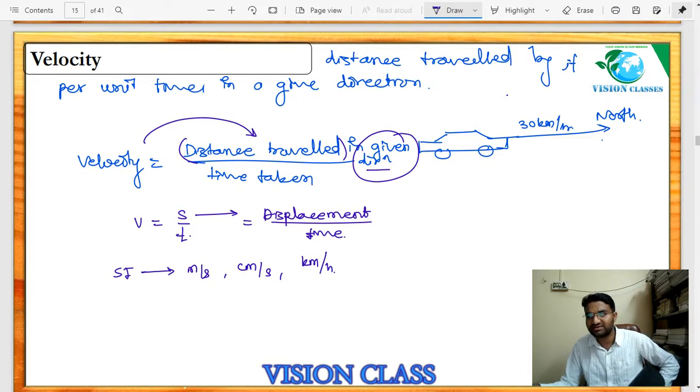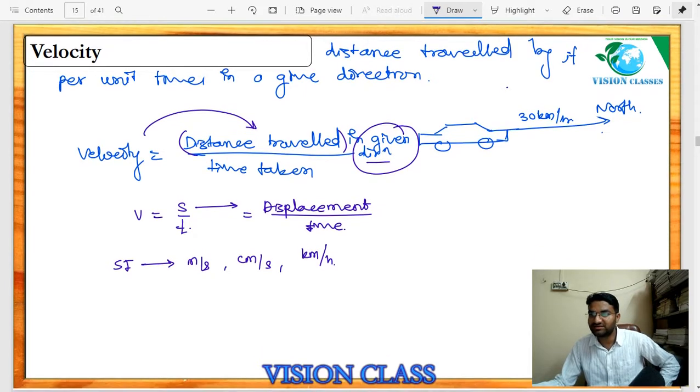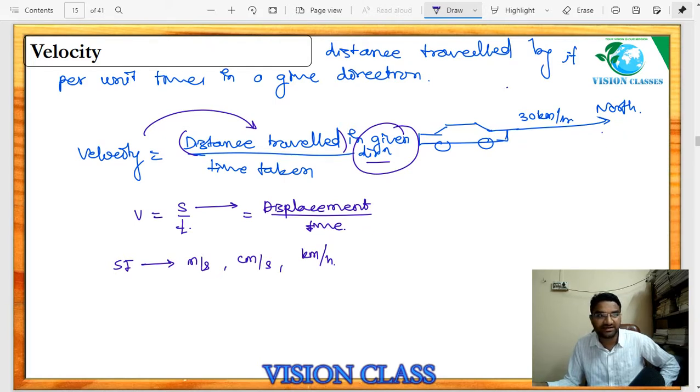We'll discuss the difference between speed and velocity, but here one difference is that we know the direction as well as the magnitude. So of course, what is the quantity? It's a vector quantity, right? So distance traveled in a given direction over the time taken is velocity.